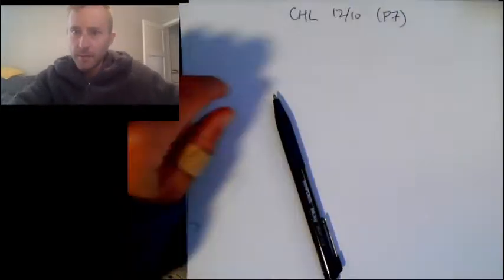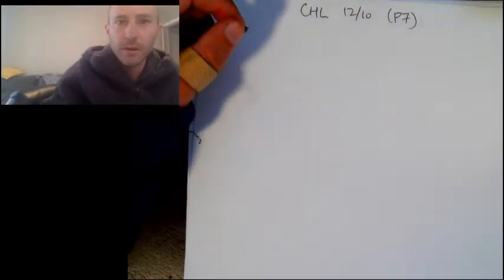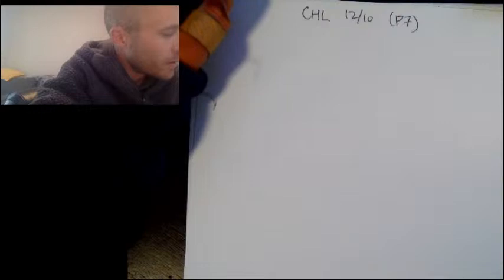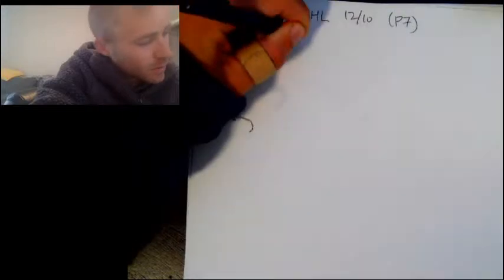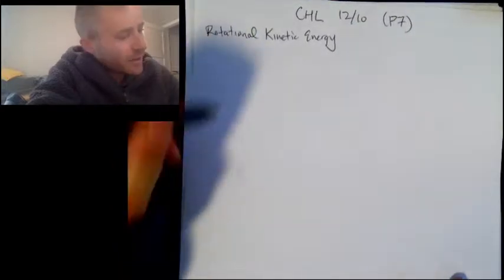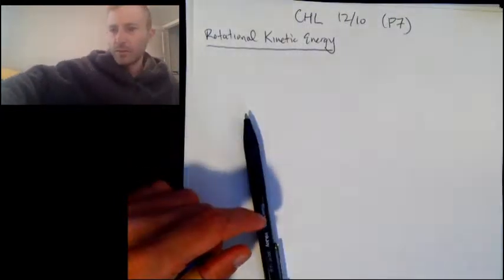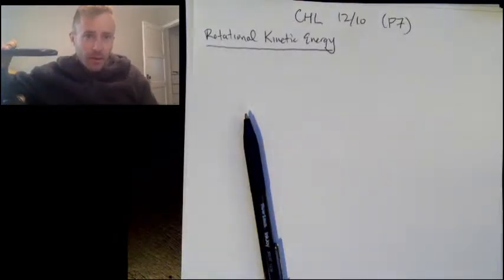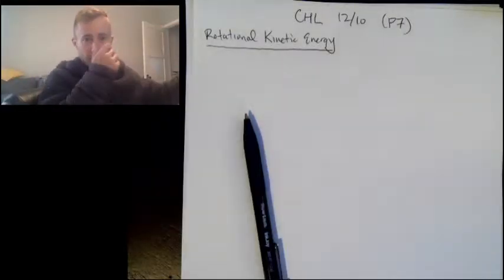All right, I'm back. So today we are going to talk about something called rotational kinetic energy. The idea of rotational kinetic energy is somewhat artificial. So what do I mean by rotational kinetic energy? Well, there is so-called translational kinetic energy, which is the energy of a thing moving from point A to point B, okay?